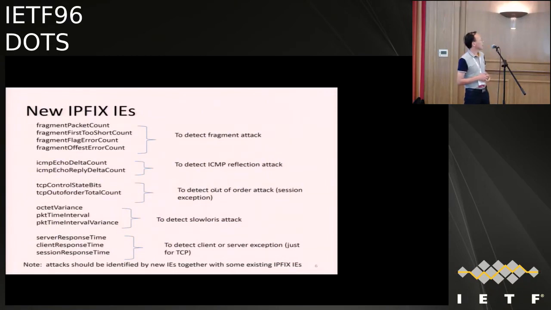Here, I give some examples. Let me take the TCP out-of-order attack as an example. If the network device finds that the majority of packets of one collection are out of order, then it will judge that it is a DDoS attack, and it is not caused by multipath, such as load balancing.